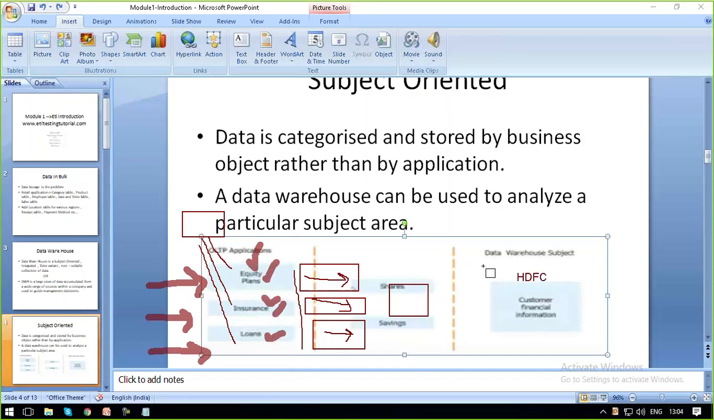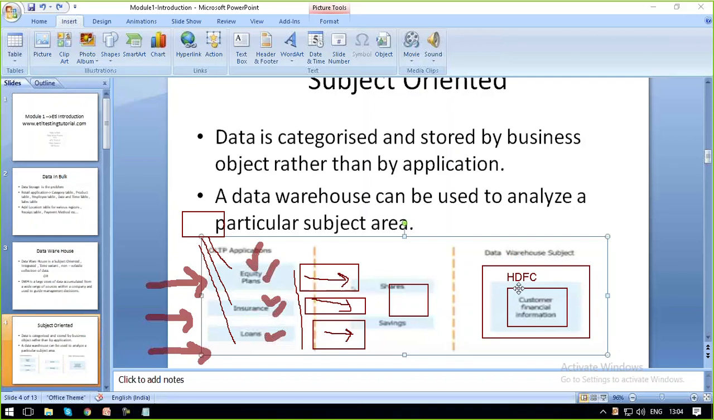In the data warehouse, all the details will be stored at one location with one heading as HDFC, under which we can see which customer is trying to save, which customer has invested.